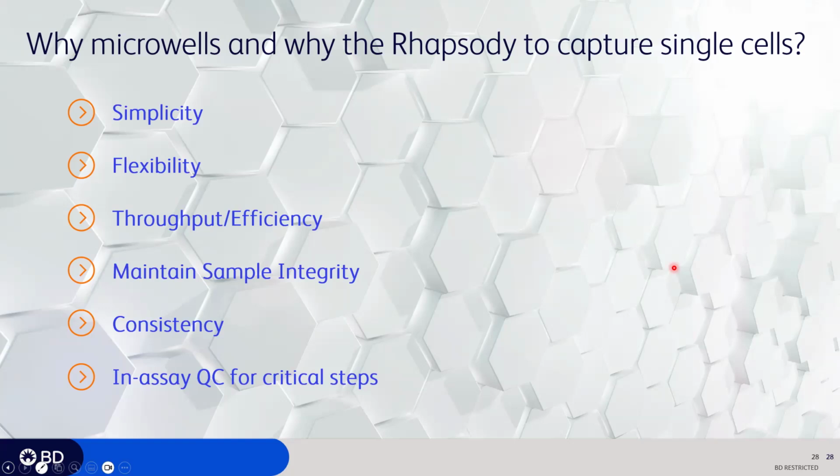Kind of rounding out the instrument side of things, why are microwells really effective for capturing single cells? So we talked about the simplicity of the system, only 2 moving parts with that instrument. The flexibility of our cartridge: you don't need to use all 8 lanes at once, so your reagents go farther for these experiments. We have very high throughput and high capture efficiencies for various cell types, and the gentle nature of how the cells settle helps us to maintain that sample integrity. And our scanner is really great for that in-assay QC, and it allows us to feel reassured that the experiment is going well, or if it's not going well, it allows us to cut our losses and come back another day to try again without wasting money on sequencing.